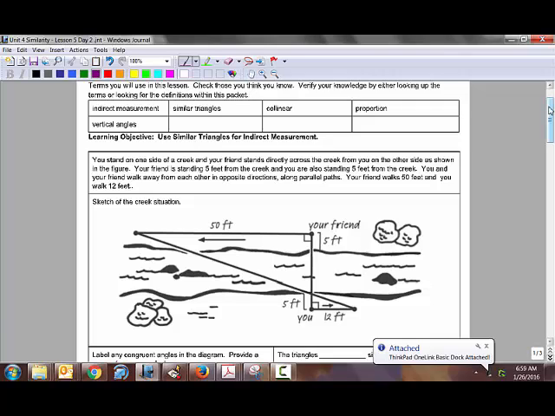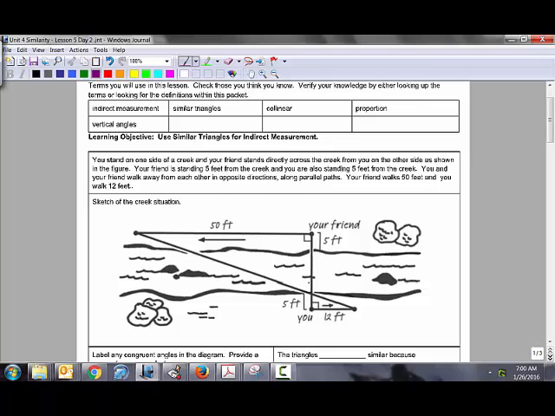Yesterday we talked about the mirror and the shadow method. Today we'll have something that looks like a bow tie, so we'll kind of call this maybe the bow tie method. All right, you're standing on one side of a creek and your friend is standing on the other side, directly across from you. Your friend is standing 5 feet from the creek, and you are also standing 5 feet from the creek. You and your friend walk away from each other in opposite directions along parallel paths.